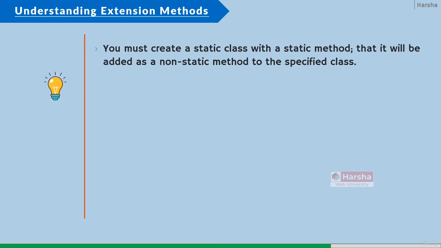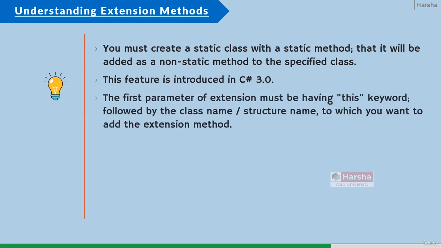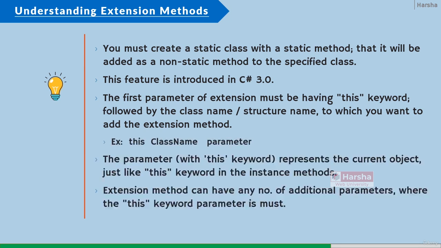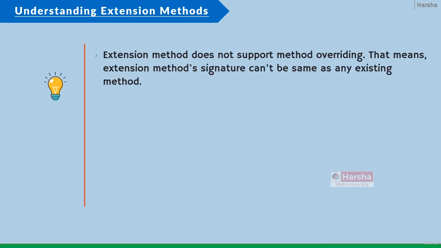The set of rules that you require to follow for the extension methods is that you require to create the static class along with the static method, and that turns as non-static method or instance method of the target class. The concept of extension methods is introduced in C# 3.0 and also must be prefixed with this keyword at the left hand side of the parameter. You will be able to add any additional parameters in the extension method. Extension methods don't support method overriding. That means if you create an extension method with the existing method signature, it is not allowed.